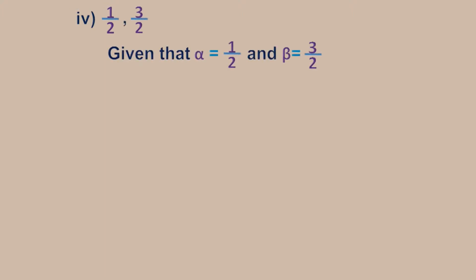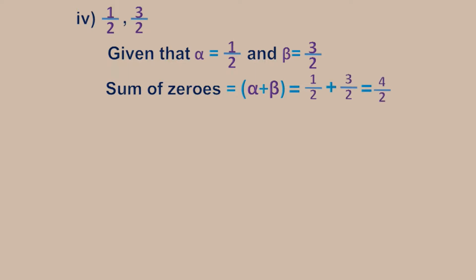And the next problem, that is the fourth problem from third bit. Here the two zeros are given as 1 by 2 and 3 by 2, and let us take the first zero, that is 1 by 2, as alpha and 3 by 2 as beta. Now let's find the sum of the zeros, that is alpha plus beta equals 1 by 2 plus 3 by 2, whose sum equals 4 by 2, which equals 2. So here the sum of the zeros is 2.